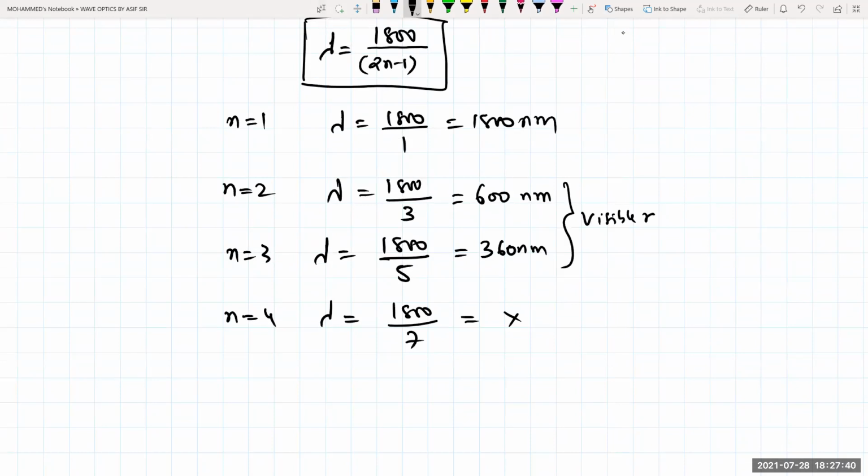Isn't it? Visible region. Why? Because it will be from 400 nanometer to 700 nanometer, or 4000 angstrom to 7000 angstroms, the visible range. Hence there will be missing lines in the visible spectrum for 1800, and this will not be present. Okay? Yes, sir. You can write it out together.